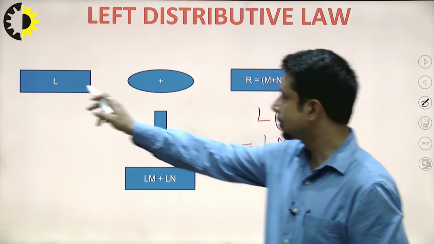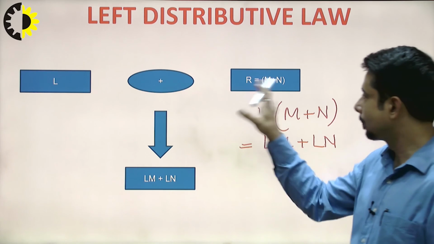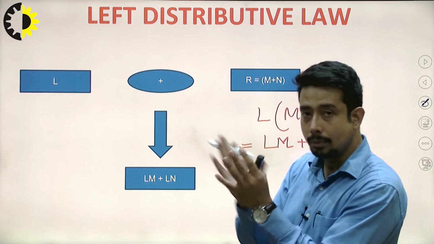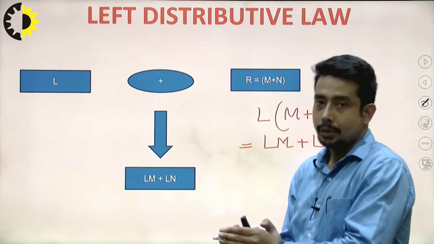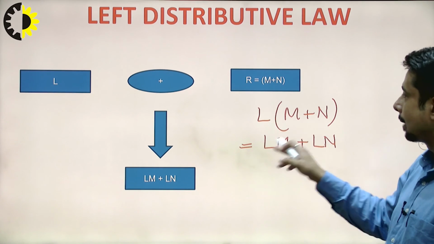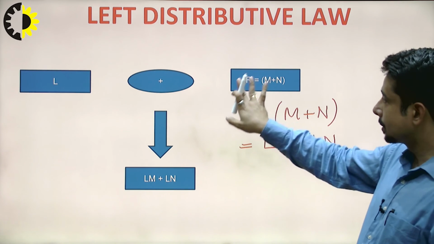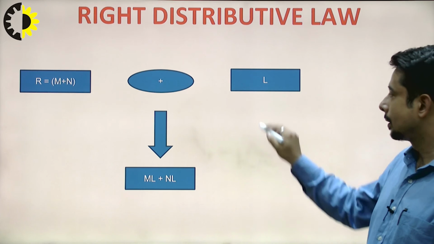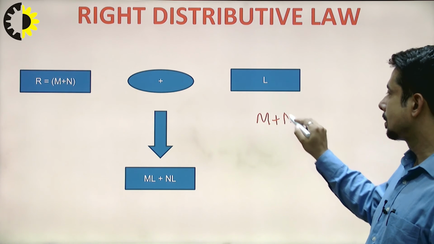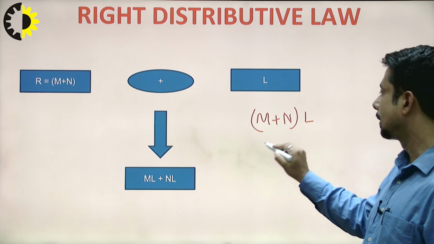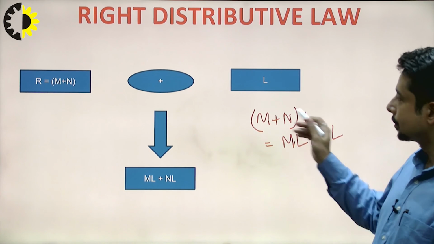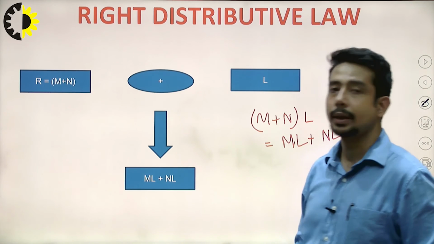Here L is one expression and the other is M plus N. So, L into (M plus N) will give LM plus LN. Plus here means we are trying to combine, not union. And if we do this operation on the right hand side, (M plus N) into L will give you ML plus NL. This gives the operation known as the right distributive law.